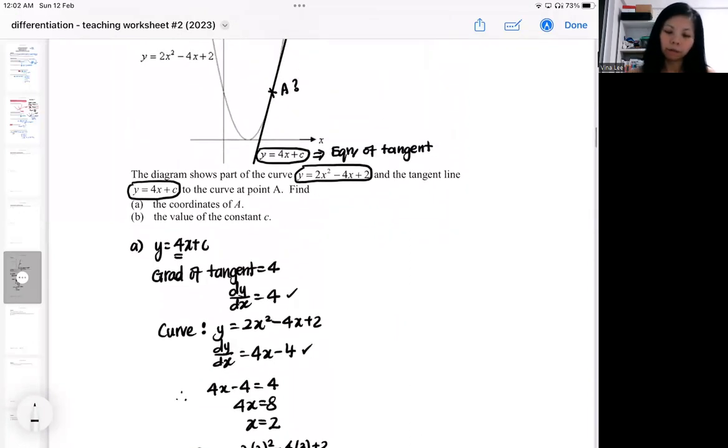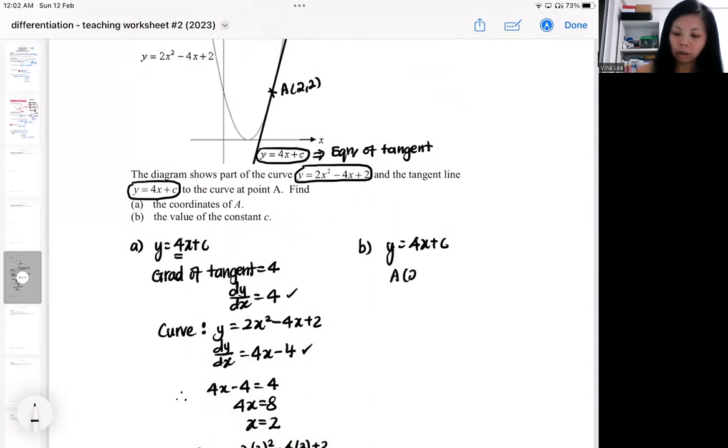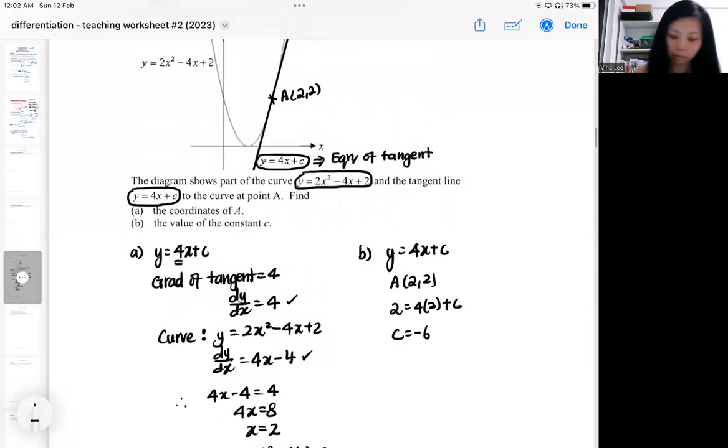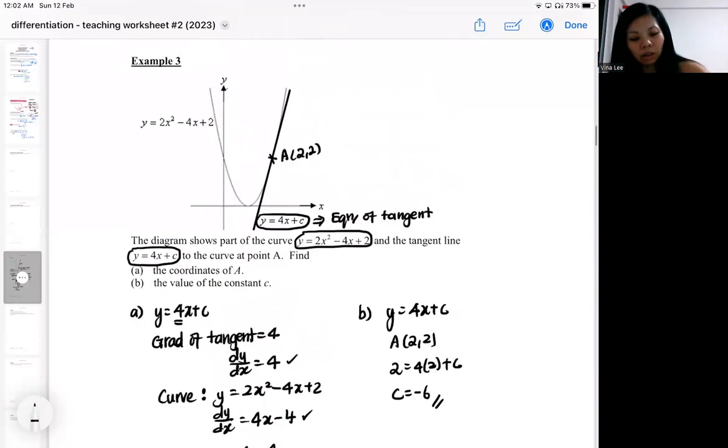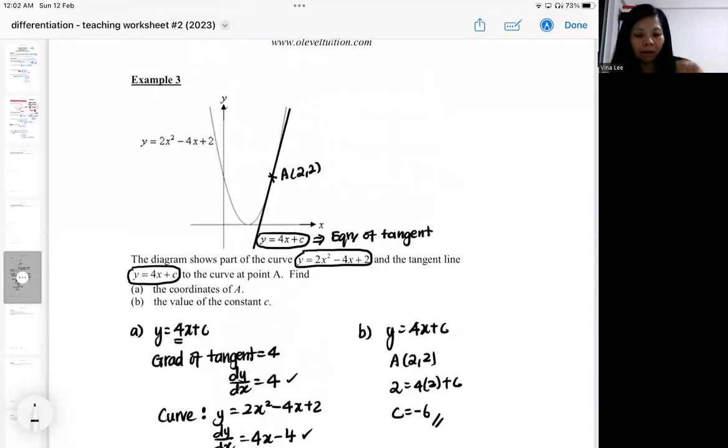So in fact, if you have already found your coordinate of A, it's a bit like your chord job already. So put back the coordinate of A into the tangent equation. So you will find the value of C. So this one is still not very difficult, okay, but you actually need to realize that the gradient of tangent is dy dx, or else you will get stuck.